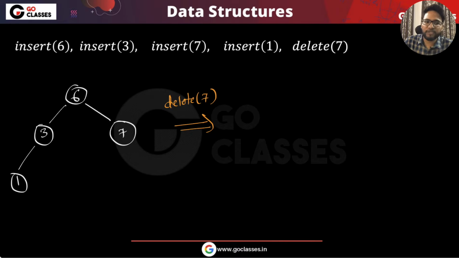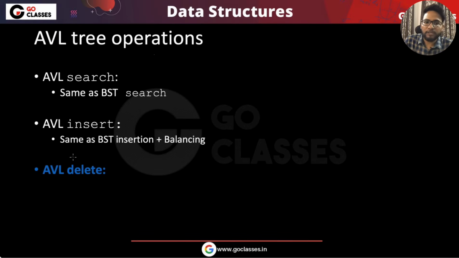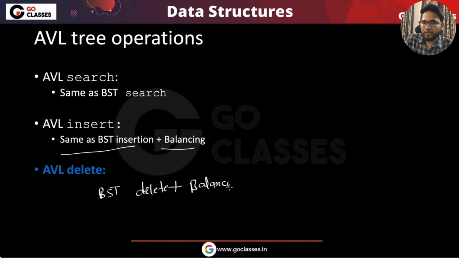7. So this is the first example where I'm going to delete. How I'm going to delete is very simple. First step is to delete just like binary search tree. Since this 7 is a leaf node, I can easily delete just like a binary search tree delete, right? So it is just like a BST delete plus balancing. If you remember from our AVL insertion, it was BST insertion plus balancing. Similarly, AVL delete is also BST delete plus balancing. BST delete is very straightforward, but balancing becomes a little tricky in this case.